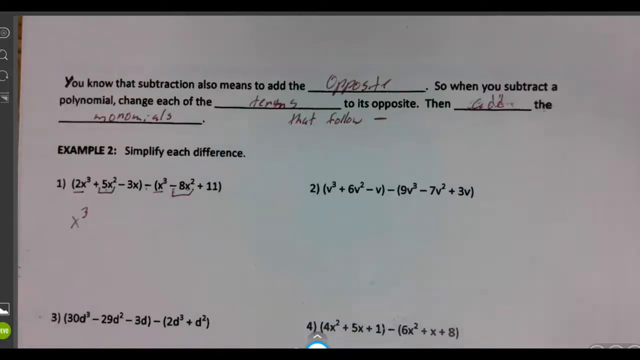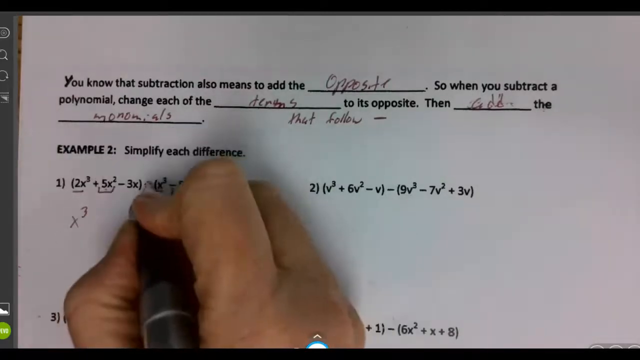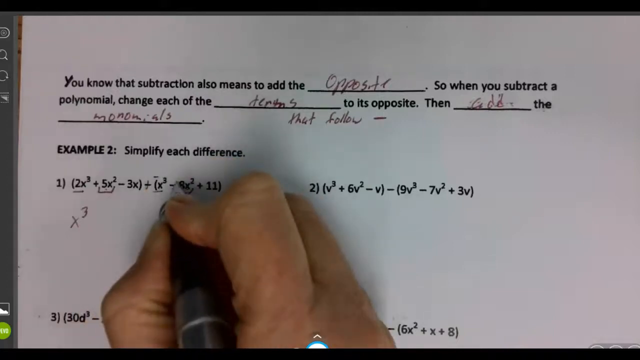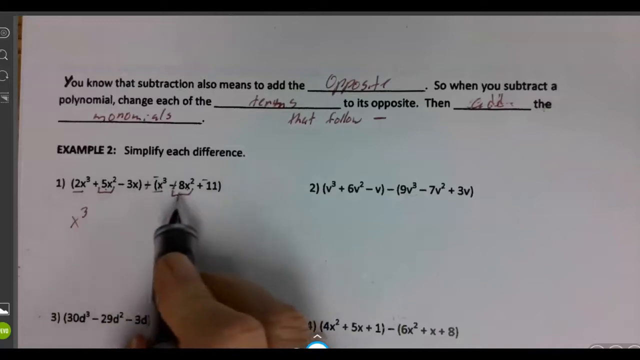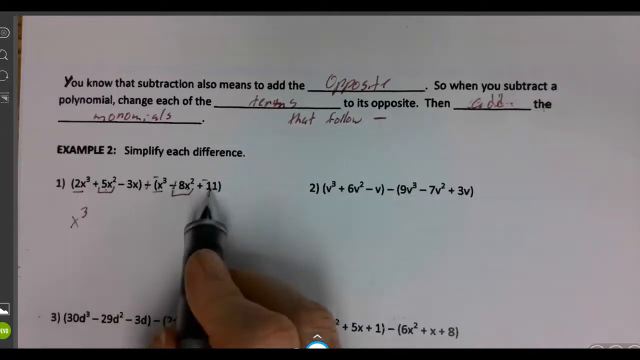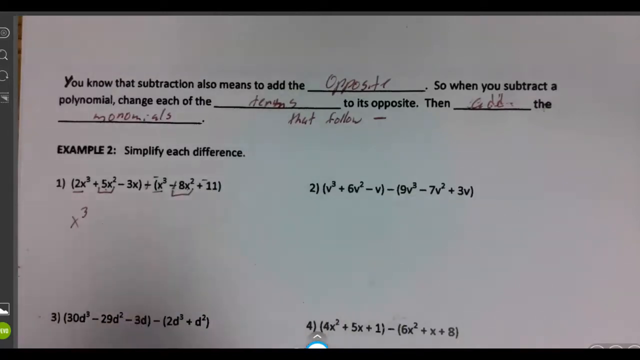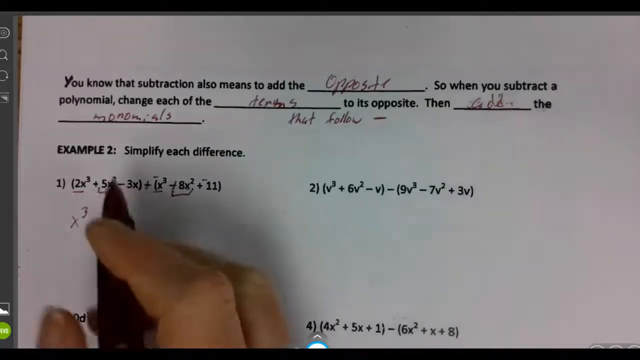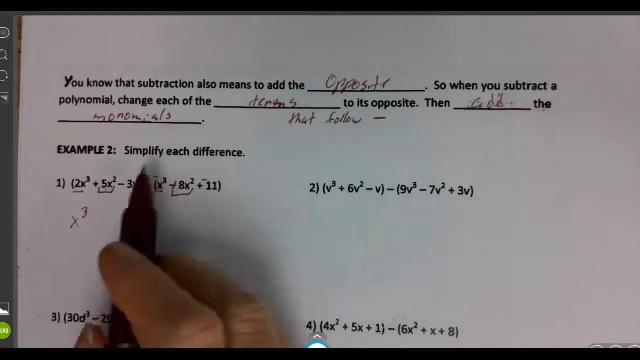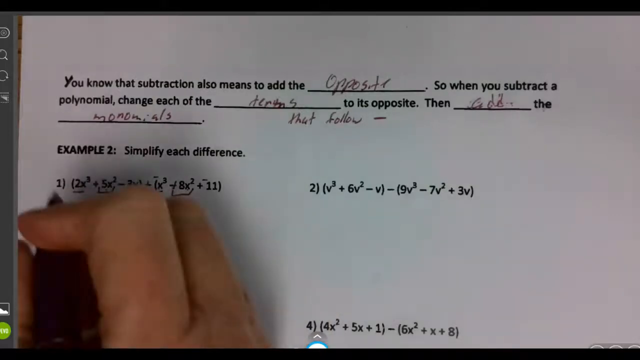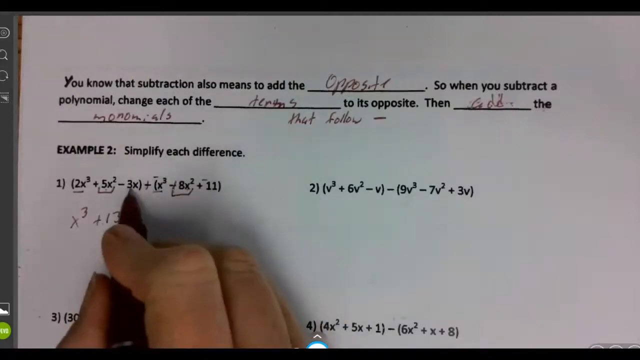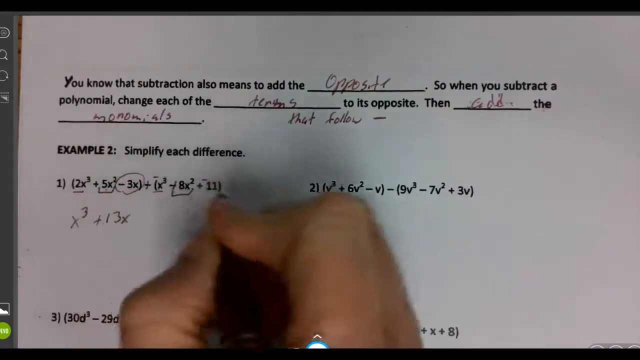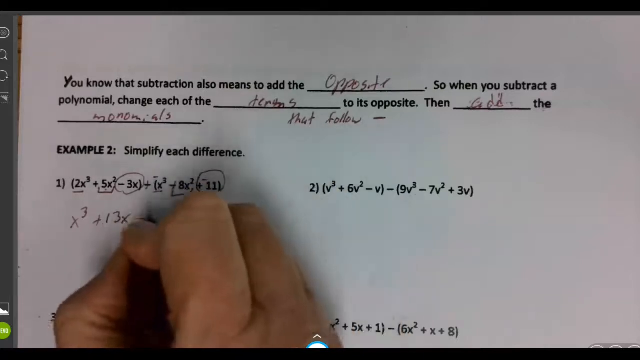So what we're saying we do is we're going to change this sign and everything that follows it to its opposite. So I change x cubed to a negative, minus x squared to a positive, and 11 to a negative. Or you can just remember you have to subtract every term. It just gets pretty confusing, so be careful. I like to change my sign. 5x squared plus 8x squared is 13x squared. It's going to be the same answer either way. Negative 3 and negative 11 is a negative 14.